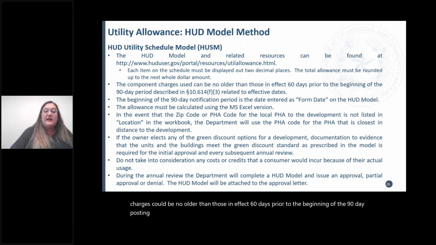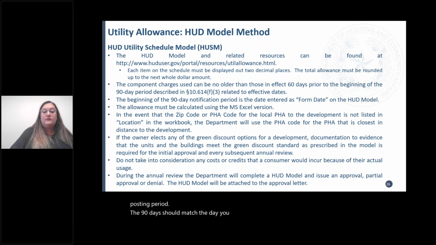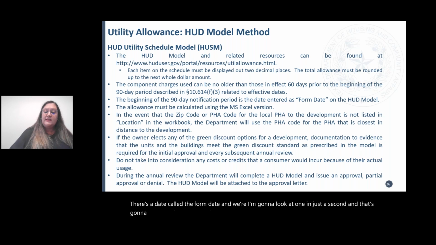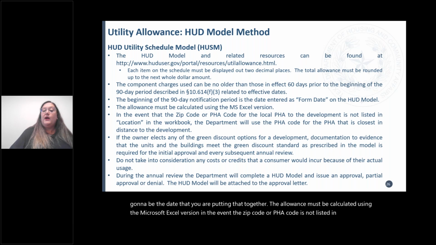The 90 days should match the day you put your HUD model together. There's a date called the form date, and I'm going to look at one in just a second, and that's going to be the date that you are putting that together. The allowance must be calculated using the Microsoft Excel version. In the event the zip code or PHA code is not listed in the location, the department is going to use the PHA code for the closest one in distance.